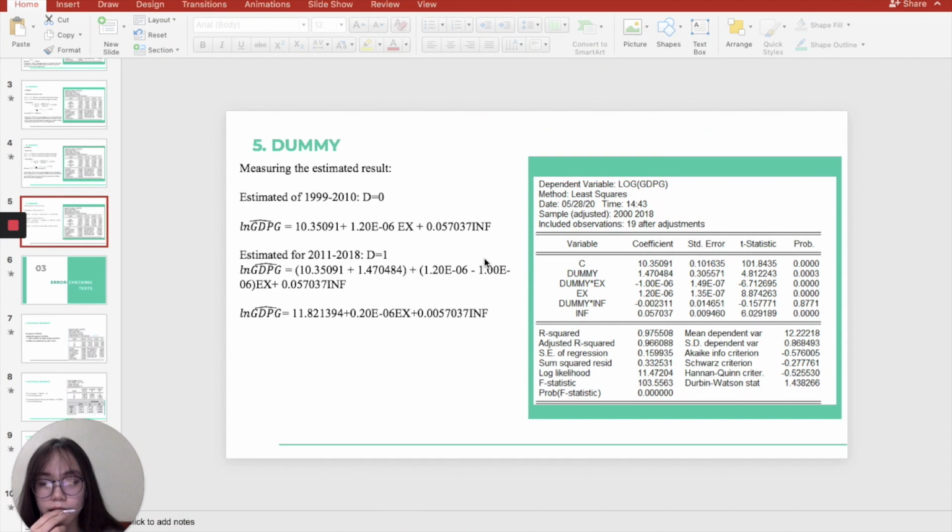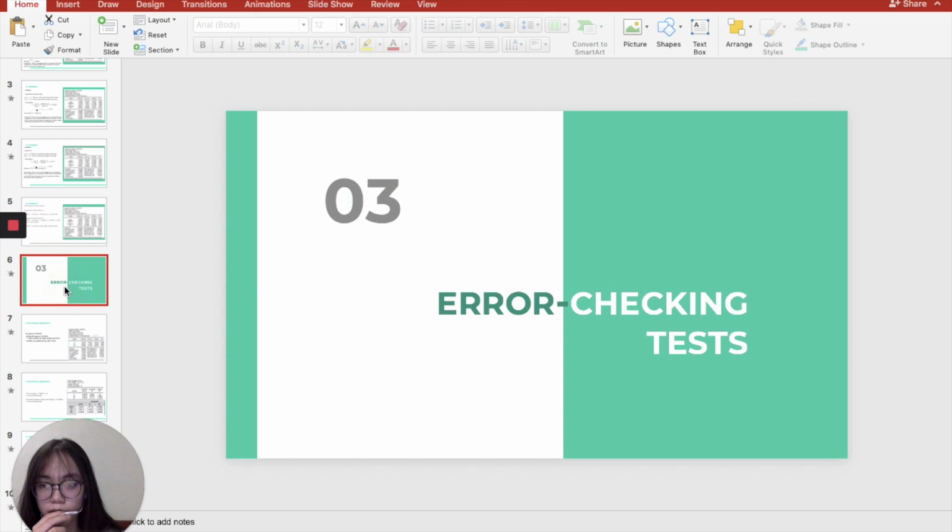And here is the estimated equation for each period. Firstly is the period from 1999 to 2010, and the period from 2011 to 2018. And then we detect 3 errors in our model.